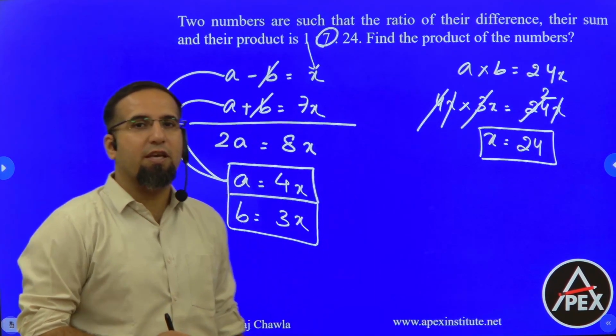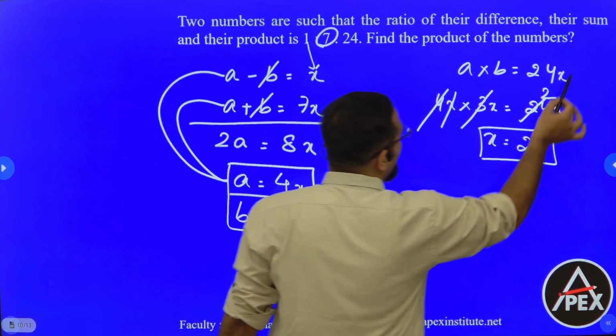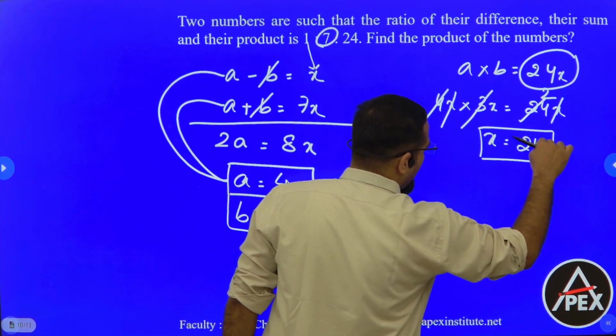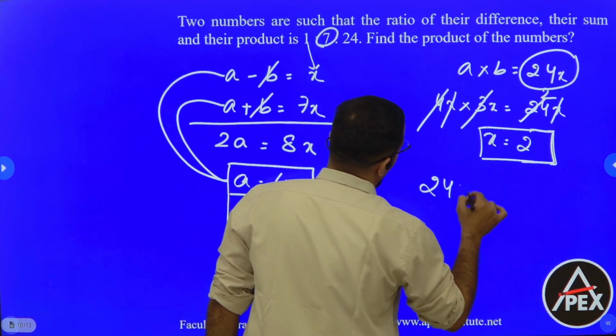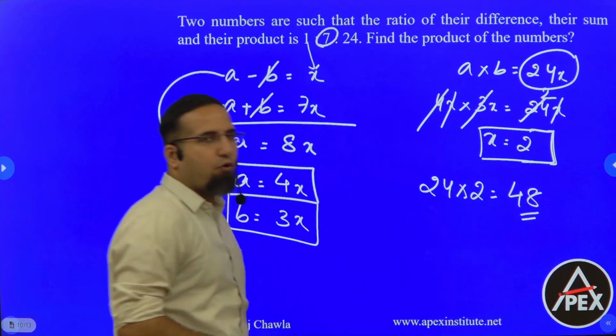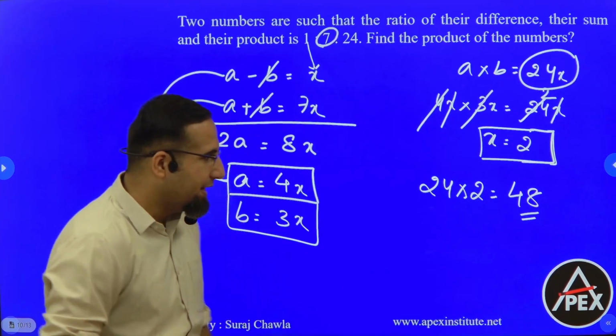Now what is the question asking us? The question is asking us to find the product of those two numbers. What was the product of those two numbers? 24x. If x is equal to 2, then the product of those two numbers becomes 24 into 2, which will be equal to 48. So 48 becomes our final answer. Clear guys? Let's look at one more question here.